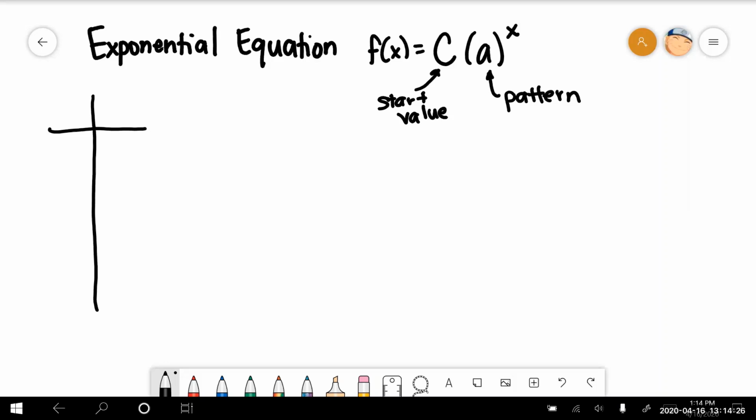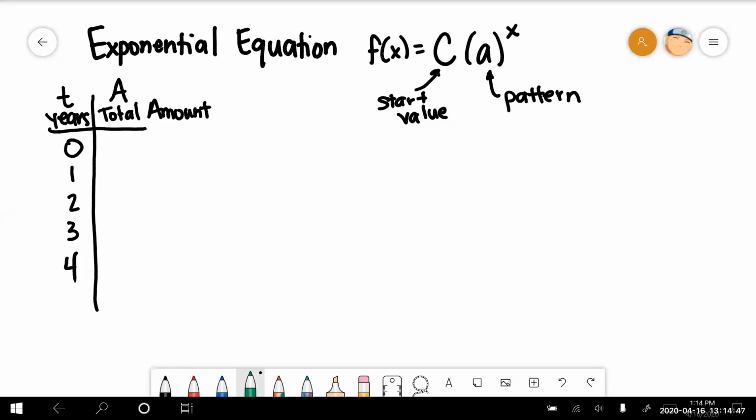Okay, so we have T in years, so that's going to be our independent variable this time. And of course we start out with 0. And then we're going to call this A for total amount. Okay, and when we started out with the principal, which was $1,000, we multiplied by the rate, which instead of writing 0.05, we wrote 1.05 because we had to accommodate for the $1,000 that we started out with. And we ended up with 1,050.